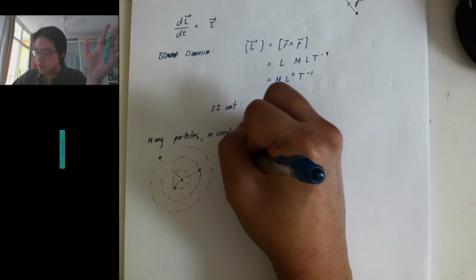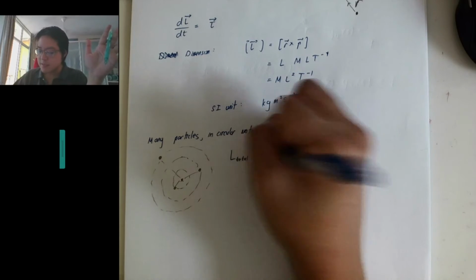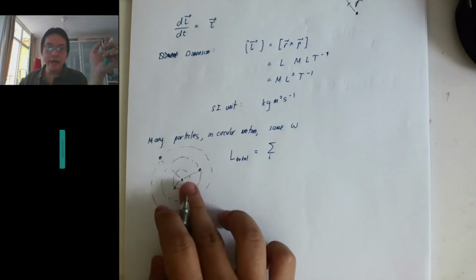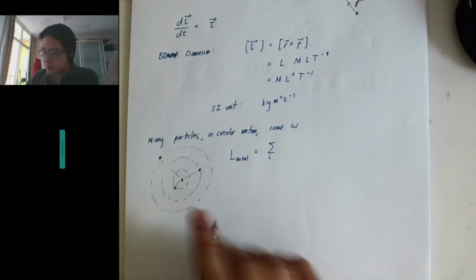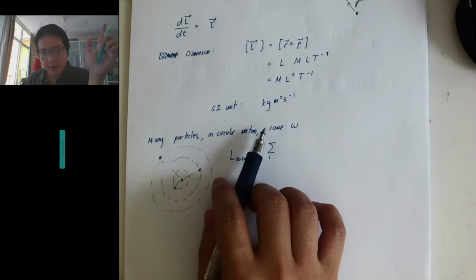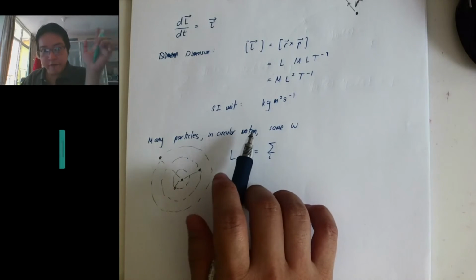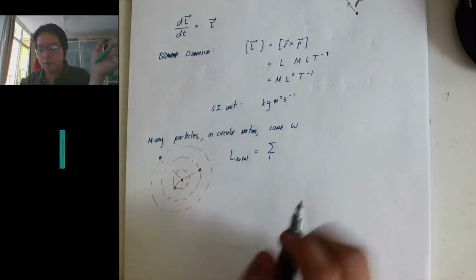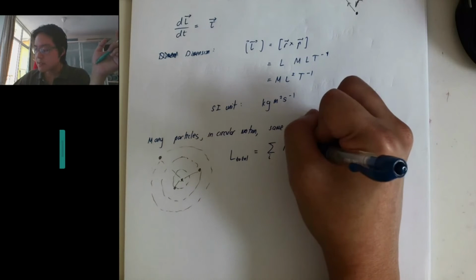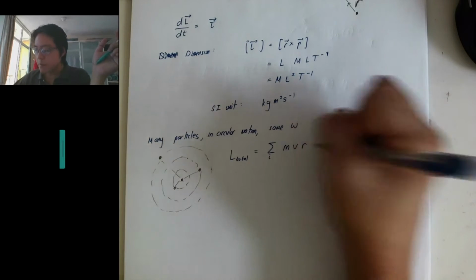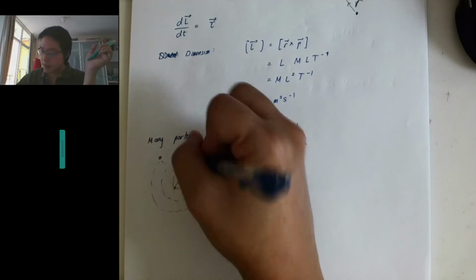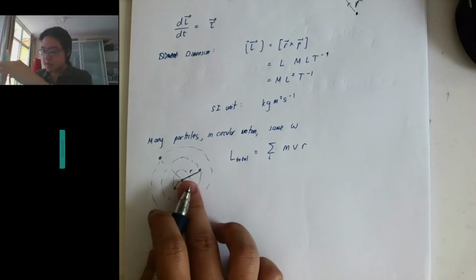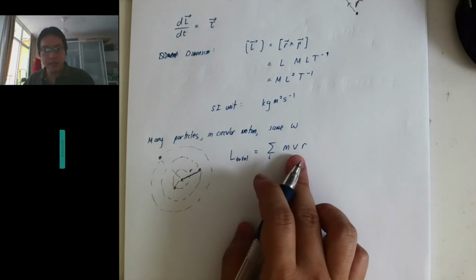So what is the total angular momentum of the system? It is the summation of the angular momentum of all the particles. Remember, for a single particle going in a circular motion of radius r, what is the angular momentum? It is the linear momentum times the perpendicular distance from the axis. We talked about this last time. So the distance from the axis is r, and then times the linear momentum.